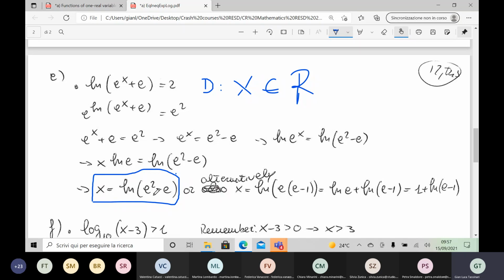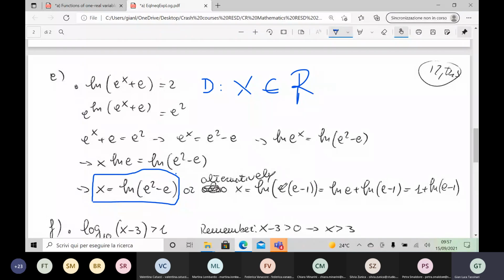In fact, guys, you see that you can decompose the argument of the logarithm, because you have e squared minus e. Can you collect something? Yes, you can collect e. So you can write ln of parentheses, collect e, so you have e times another parenthesis, e minus 1. And now, guys, what do you have? The logarithm of a product.